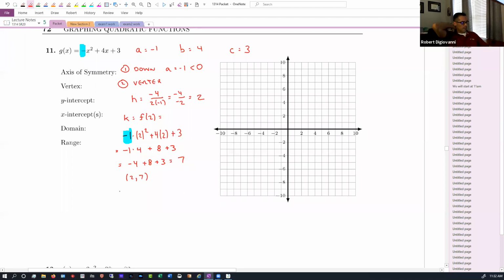is my vertex. I've got a quick sketch. To the right 2, up 7 is somewhere up there. And it opens down. And because it opens down, I can see that I have 2 x-intercepts. And that means I've got to go and do the work to find them, right?